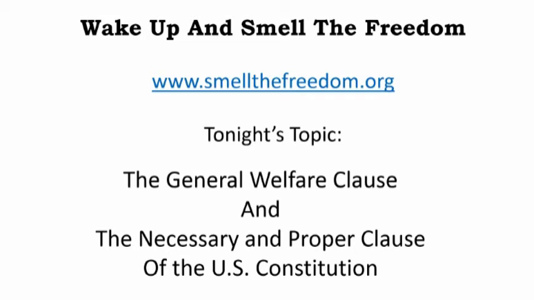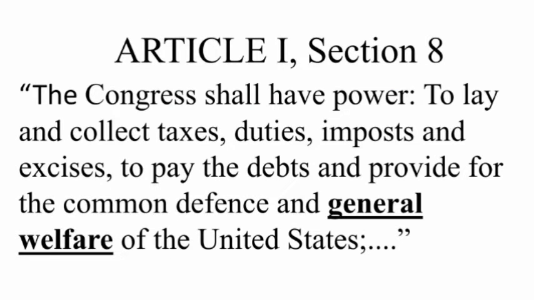Tonight's topic will be the General Welfare Clause and the Necessary and Proper Clause of the Constitution. The General Welfare Clause is derived from the first paragraph of Article 1, Section 8 of the Constitution, and it provides that the Congress shall have power to lay and collect taxes, duties, imposts, and excises, to pay the debts and provide for the common defense and general welfare of the United States. It is then followed by the enumeration of 17 specific powers.